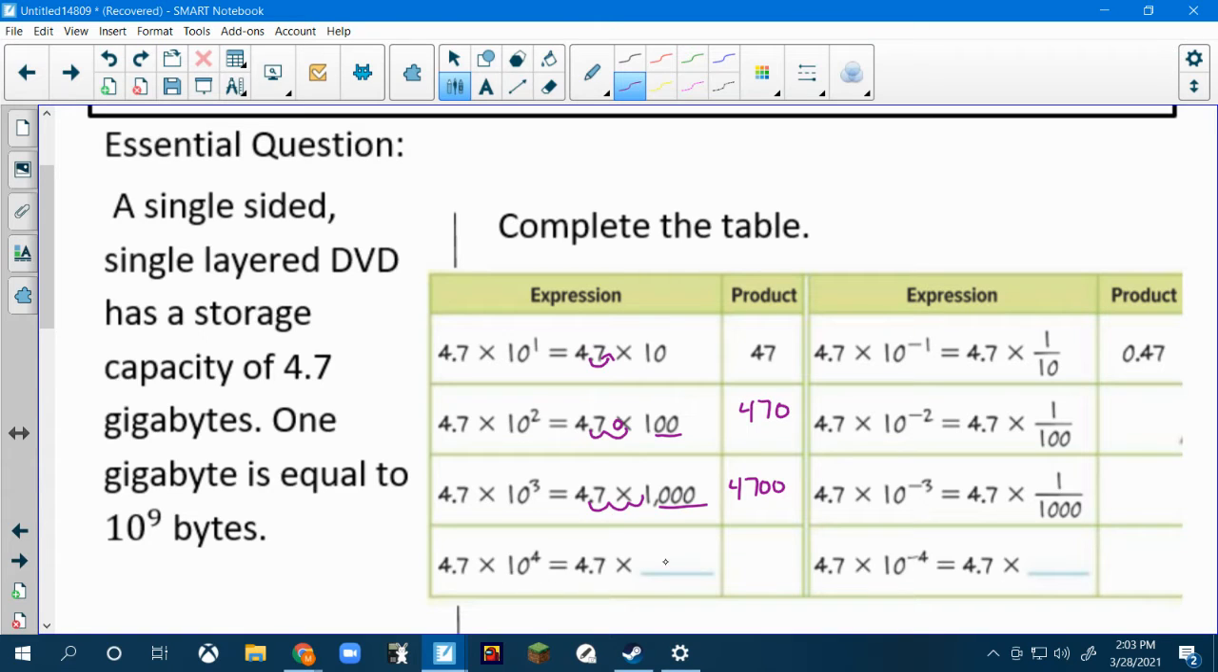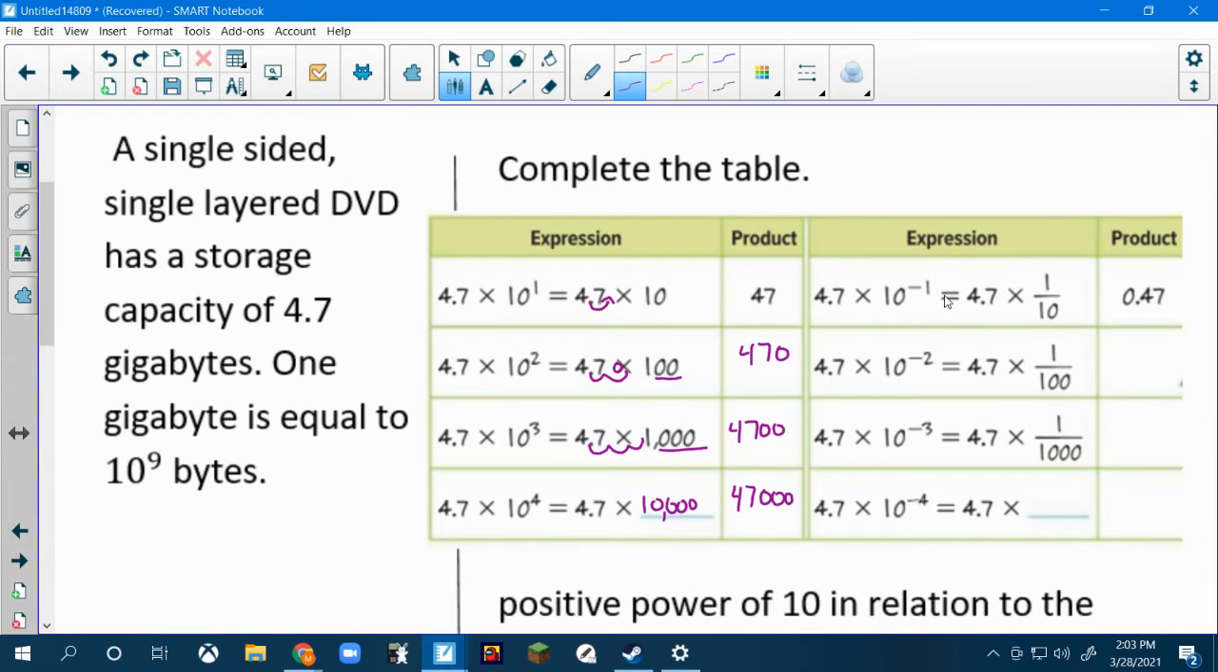4.7 times 10 to the fourth, that means a 1 with 4 zeros here, 10,000, which means we have to move this 1 time, which gives us 3 zeros left. 1 more 0 than the last one. And you notice you move the decimal place once to get it to the end, and then after that, you just add zeros to fill it in.